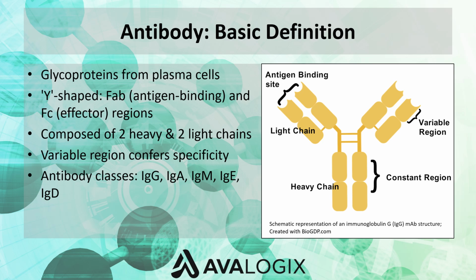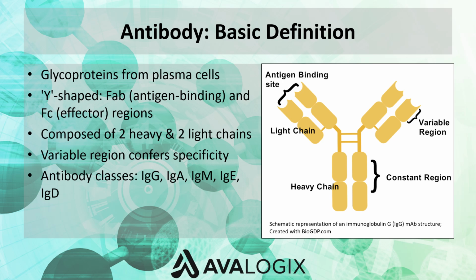the antibody or immunoglobulin. Antibodies are glycoproteins produced by plasma cells, which are differentiated B lymphocytes. Their primary function is to recognize and bind to specific antigens with high affinity and specificity. Structurally, an antibody is shaped like a Y. The two arms of the Y are called the Fab fragment antigen binding regions. These parts bind to the epitope on the antigen.